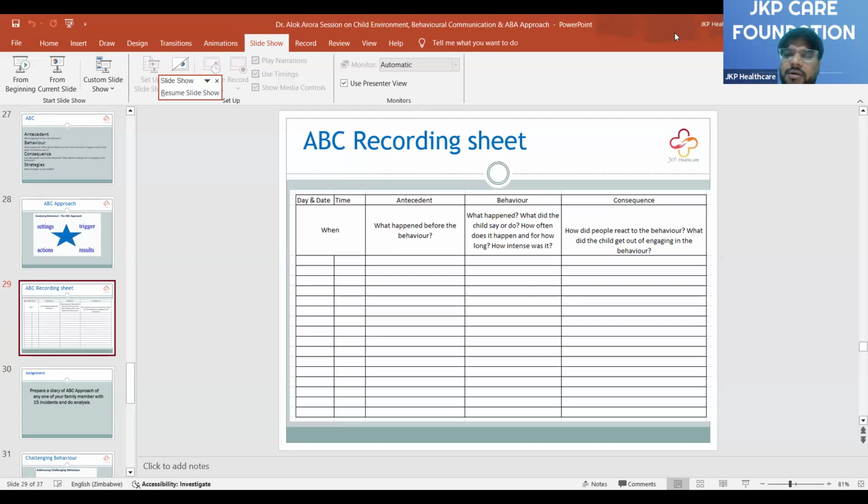5 behaviors a day, in 15 days 75 behaviors, analysis of 75. And if you follow it on a daily basis, trust me, mark my words, 80% of the behavioral problems will be solved. For the remaining 20%, you need to work on sensory integration issues also, gut leakage and all those related issues also. But 80% of behavioral problems will be solved, and your children will connect with you better. You will understand your child.